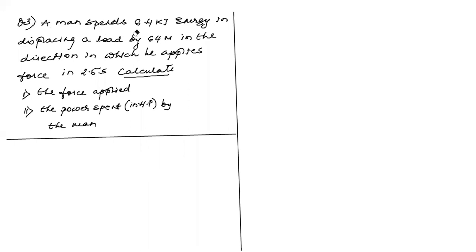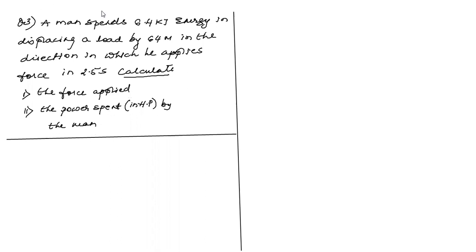Question number 3. A man spends 6.4 kilojoules energy in displacing a load of 64 meters in the direction in which he applies force in 2.5 seconds. Calculate the force applied and the power spent in horsepower by this man. Okay. Again, I repeat the whole thing, children. Very simple. A man spends 6.4 kilojoules of energy in displacing a load of 64 meters in the direction in which he applies force in 2.5 seconds. Calculate the force applied and power spent by the man.